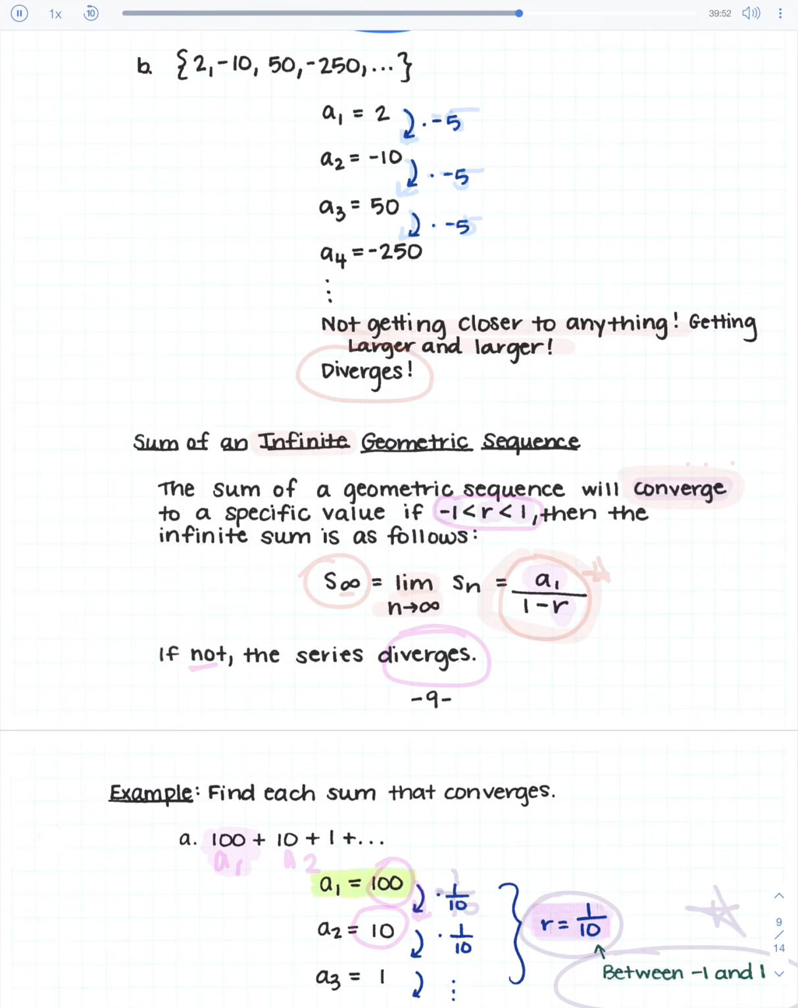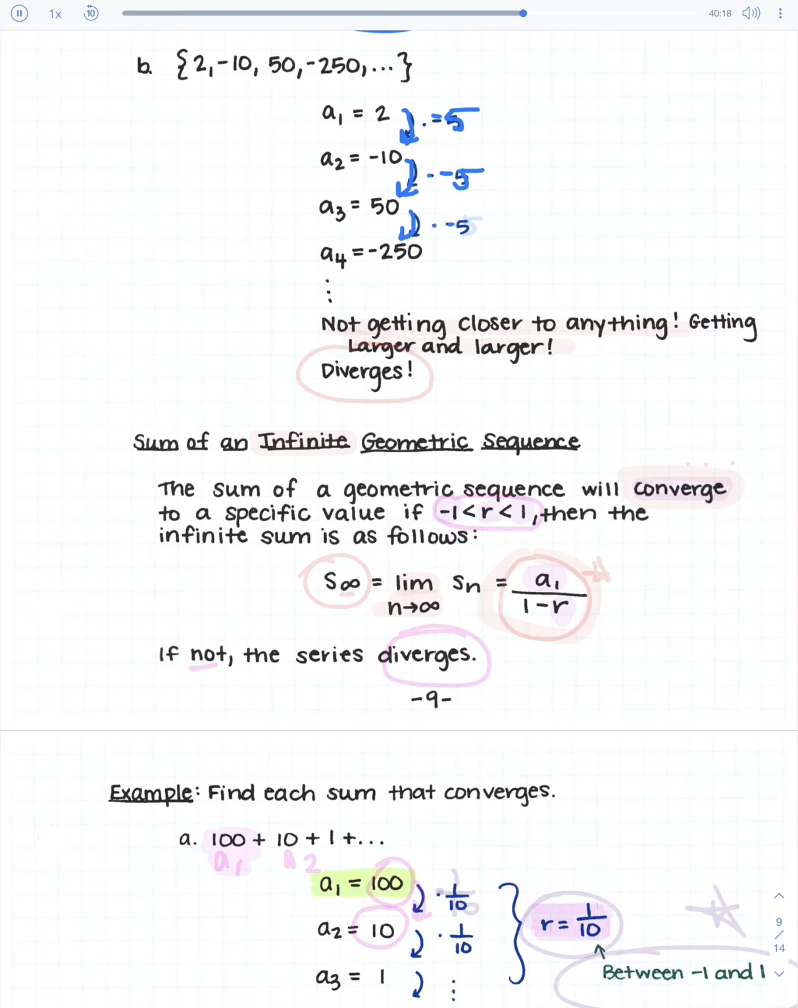The first term is 2. The second term is -10. Then we go up to 50, then -250. We're jumping around quite a bit here. But to get from the first term to the second term, how do I get from a 2 to a -10? I multiply by -5. Then to get the -10 to turn into a +50, I multiply by another -5.